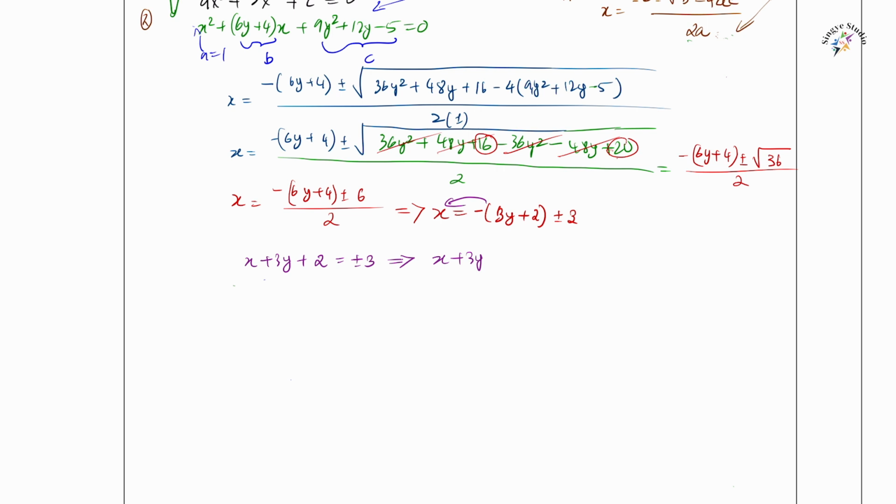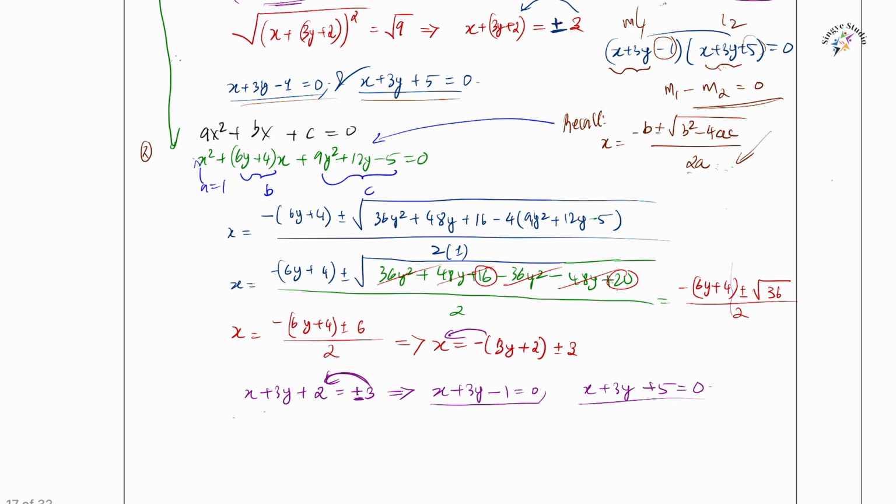If you use the plus version of 3, when you shift here, it will become 2 minus 3, so x plus 3y minus 1 equals 0. If you use the minus version of 3, then when it shifts here, it will become 2 plus 3, so x plus 3y plus 5 equals 0. Therefore, we got the final equations, and if you compare this one and this one, they are exactly the same.